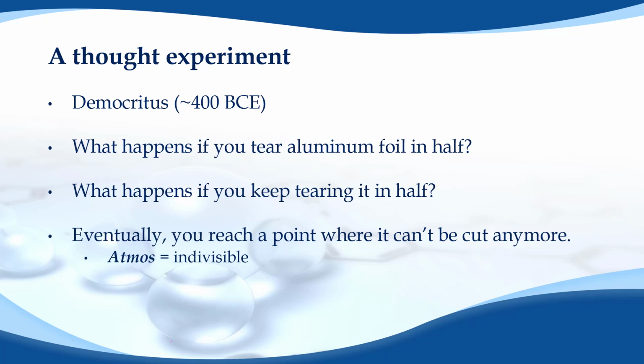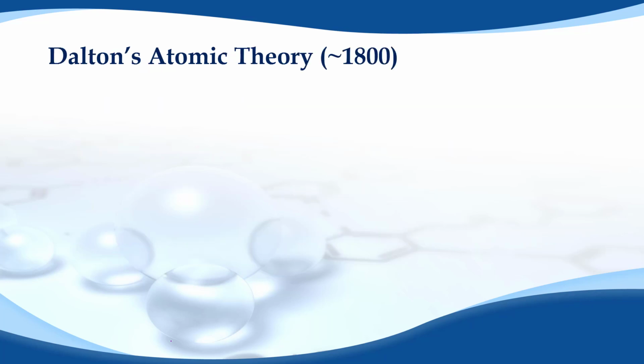Atomos is the Greek word meaning indivisible, which is where we get the term atom from. So this was a thought experiment in the 400s. Not scientific, but it gets us to the idea that there has to be a smallest particle that can actually exist. The first scientific model of the atom was around 1800, and this was from British naturalist John Dalton.